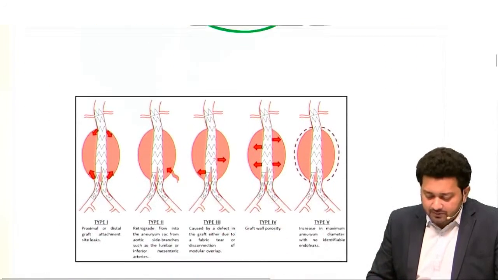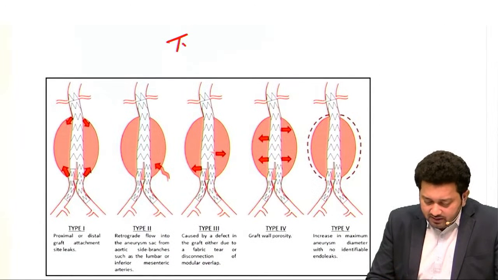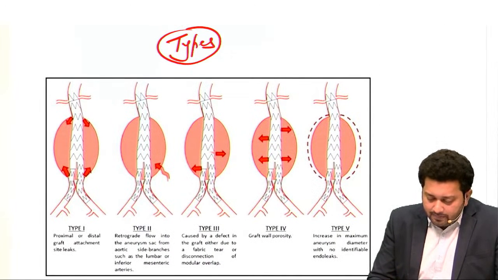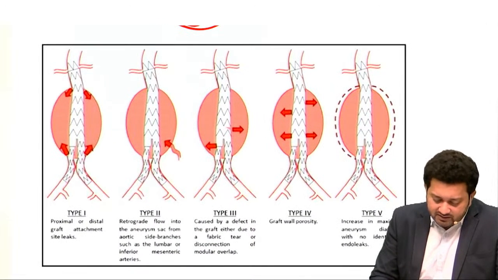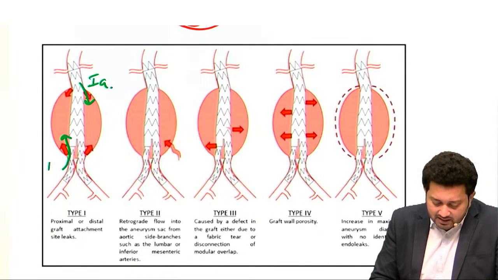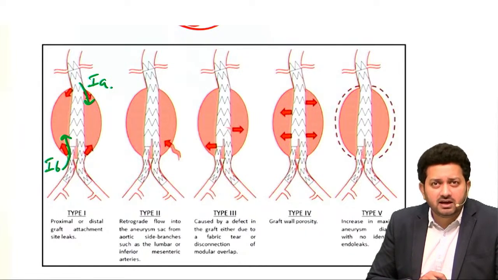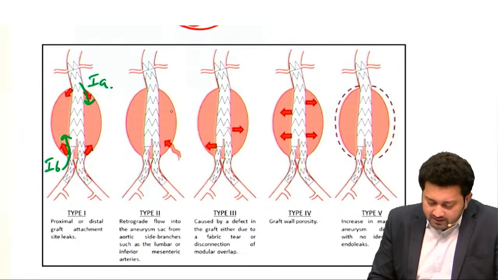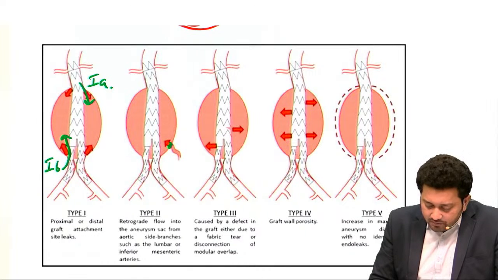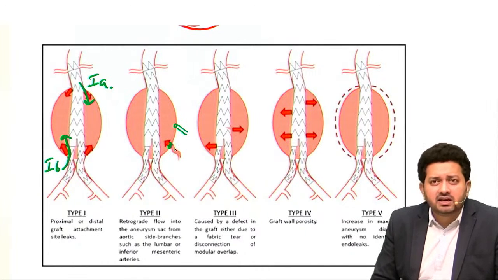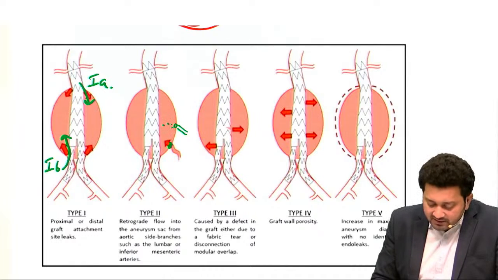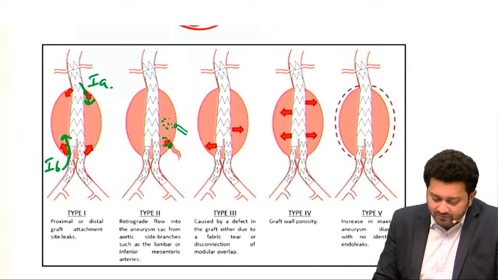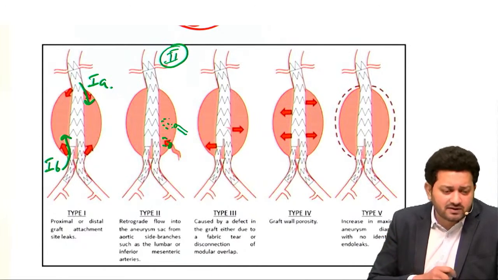There are different types of endoleaks. See the types. In type 1, suppose the leak is from the proximal end of the stent graft, it is 1A, or it is from the distal end, it is 1B. So that is 1A and 1B. Type 2 is, those small vessels which are opening in the sac, mostly there is no bleeding from there. Suppose there is backflow of blood from these vessels. That is type 2. Okay, retrograde flow from the small collateral vessel, that is type 2.